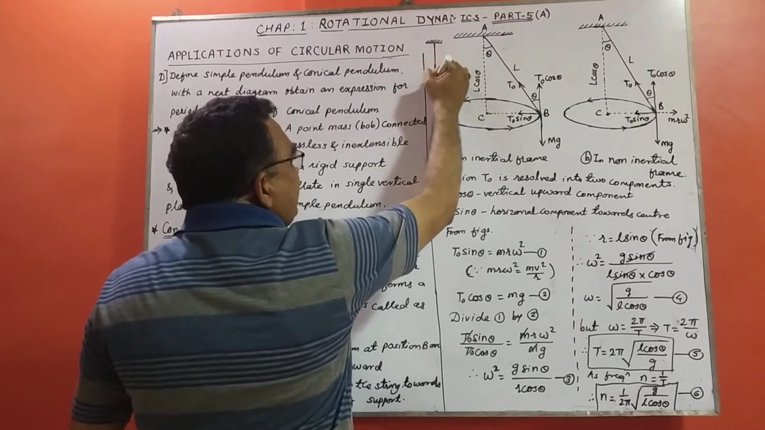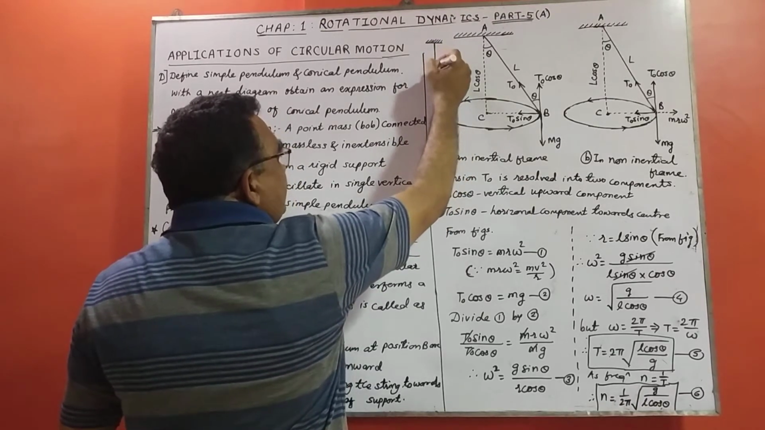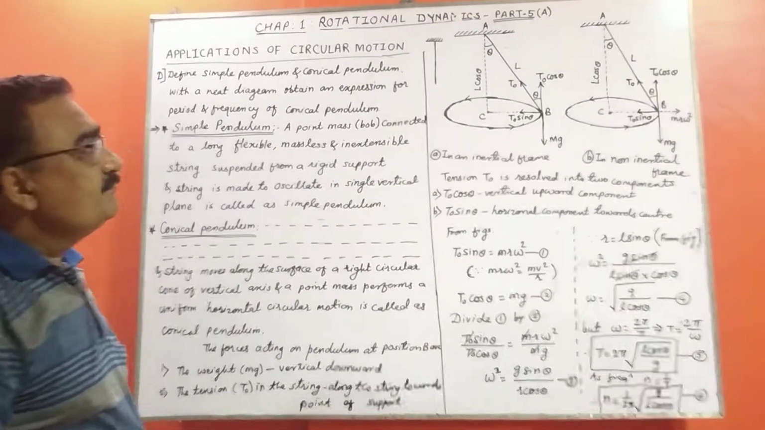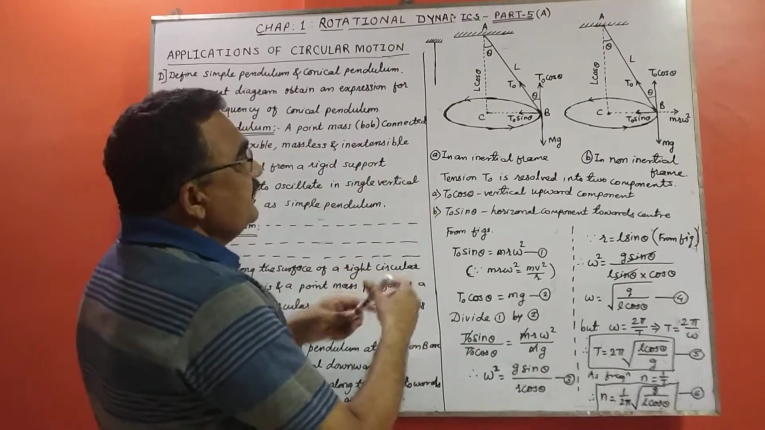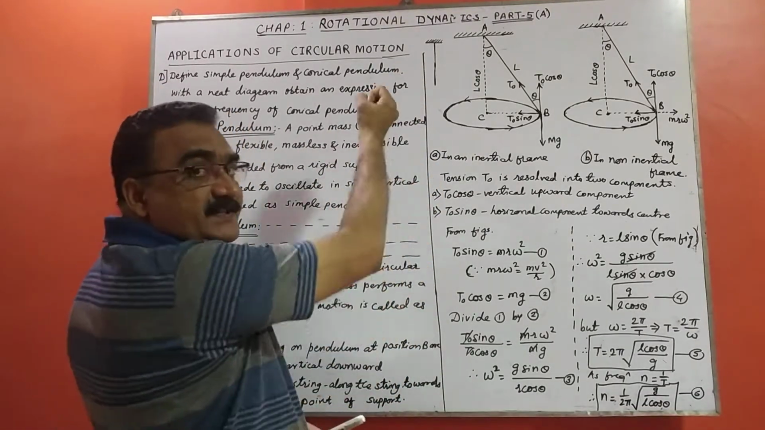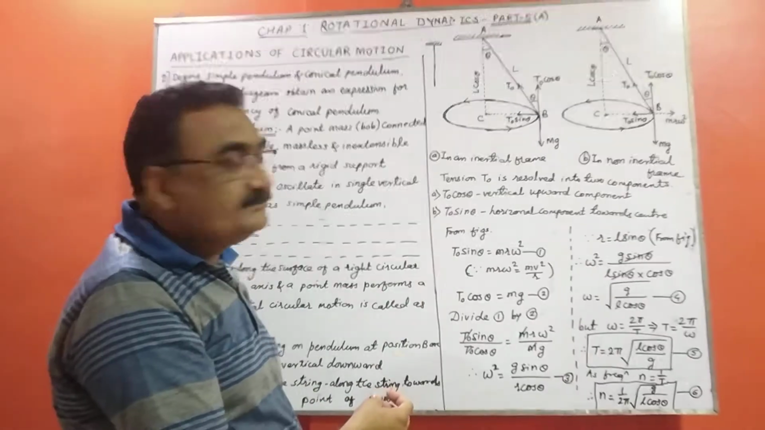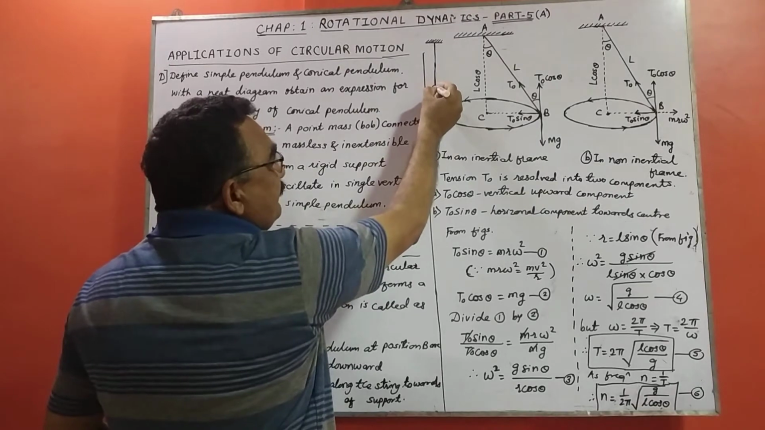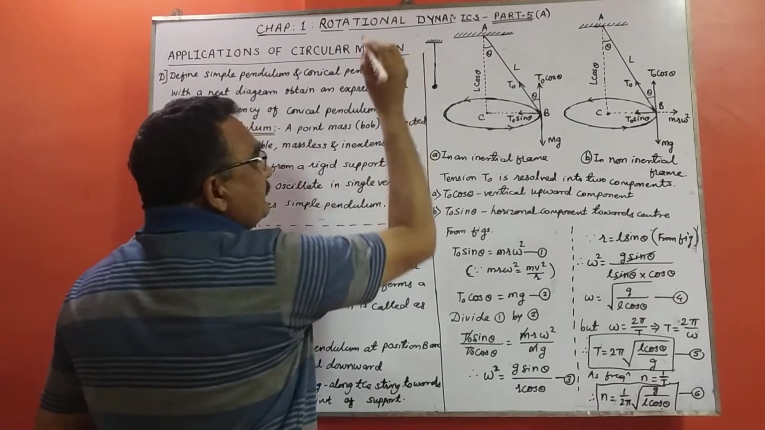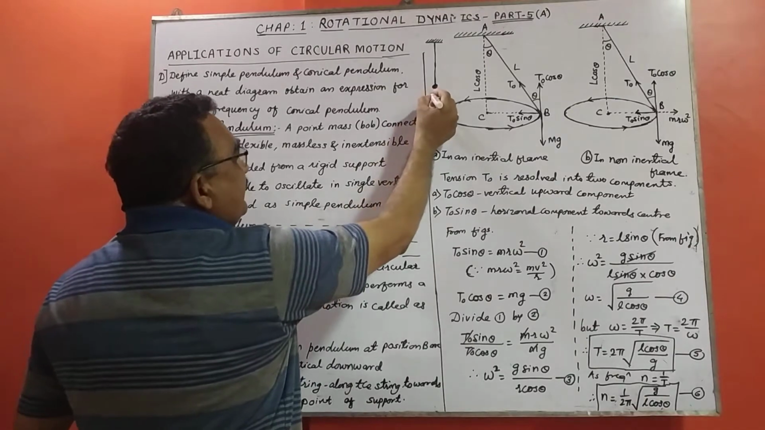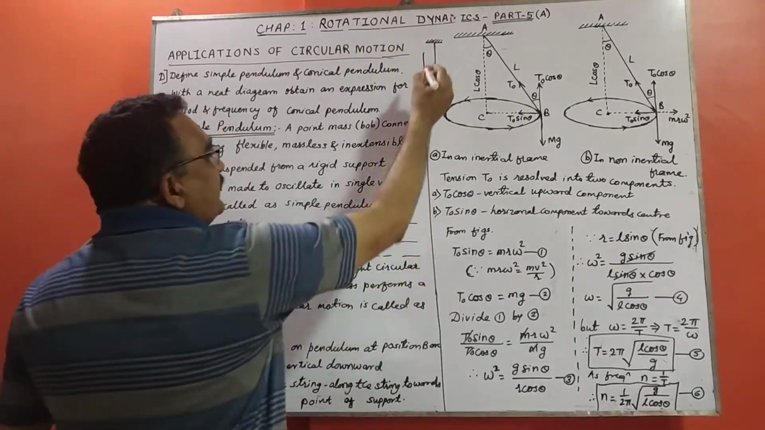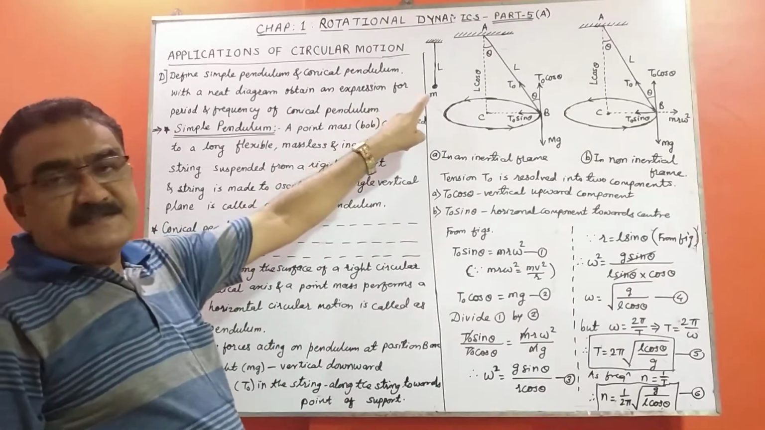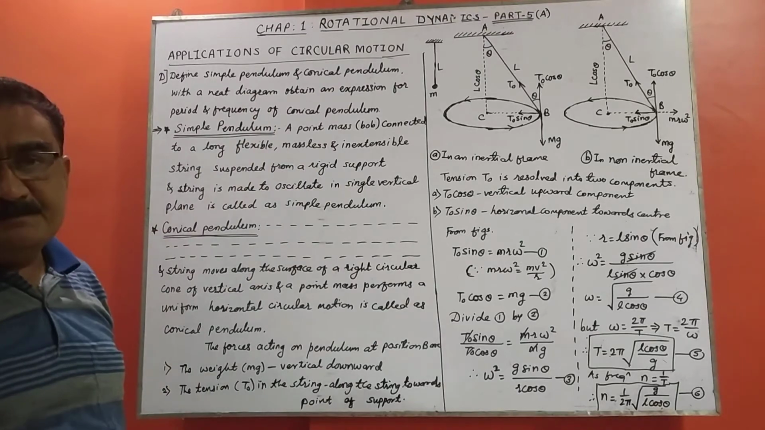This string is flexible, inextensible and massless. Inextensible means we cannot stretch it like a rubber or spring. That is called inextensible. And at the free end of the string, we attach this bob. The mass of that bob is M. L is the length of the string. This system is called a simple pendulum.